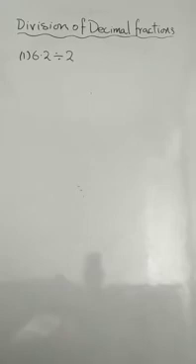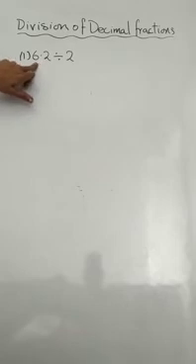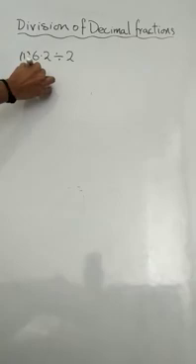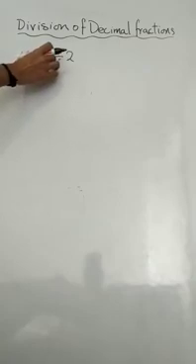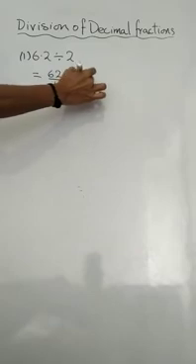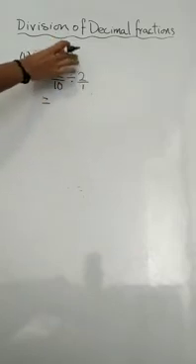So, for this we will start with an example. This is a decimal fraction, that is 6.2 divided by 2. Now how will we do it? Let us see. We will first change each of them into what? We'll change them into fractions. Okay. 6.2 can be written as 62 by 10 divided by 2 by 1. So this means we have changed division of decimal fraction into division of fractions.